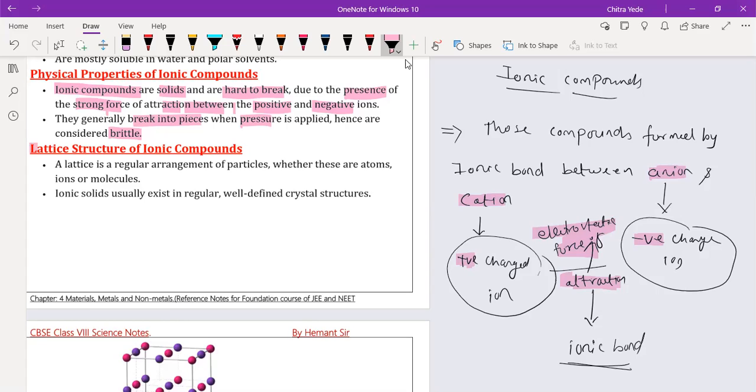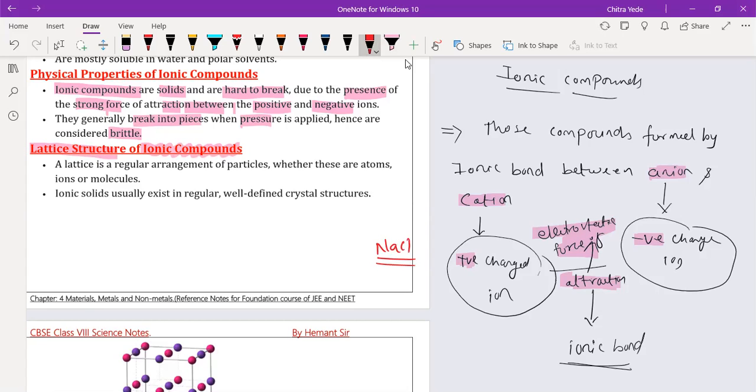Okay. So now we have the lattice structure. Lattice structure means the crystalline structure of an ionic compound. So let's discuss the lattice structure of an ionic compound. See, the lattice structure of an ionic compound is where particles are arranged in a regular manner. Suppose we are discussing NaCl. It is an ionic compound.